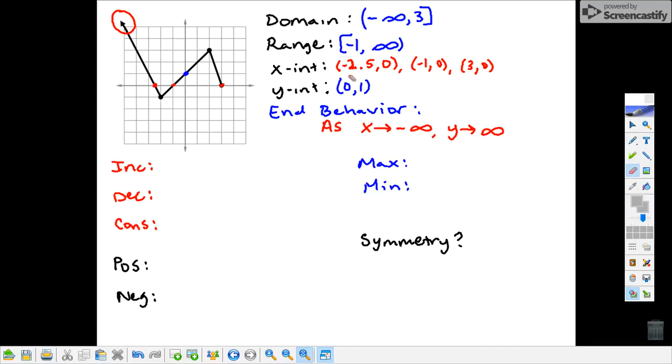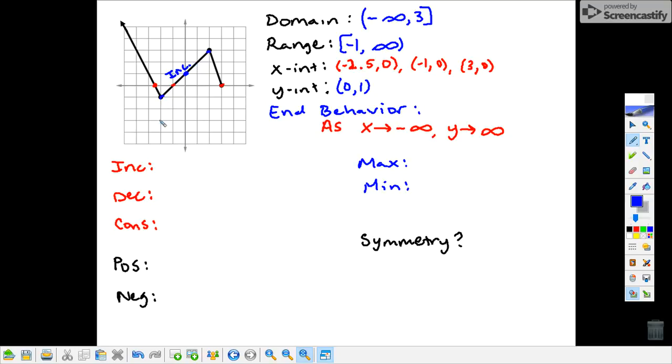All right, now that we've done our end behavior, let's switch over to increasing, decreasing, and constant. You'll notice you always read the graph left to right. There's only one section from this coordinate to this point where the graph is increasing.